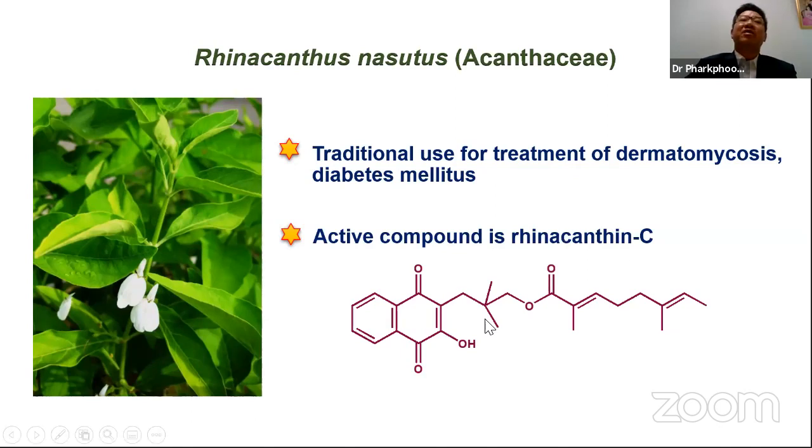The major active compound belongs to the naphthoquinone group. This is the structure of naphthoquinone. And the major active compound in Linacanthus nasutus leaf is named linacantin. Linacantin is the ester of the naphthoquinone. For this, if substituted by this functional group, we call it linacantin C. Linacantin C is the major active naphthoquinone compound in Linacanthus nasutus leaf.